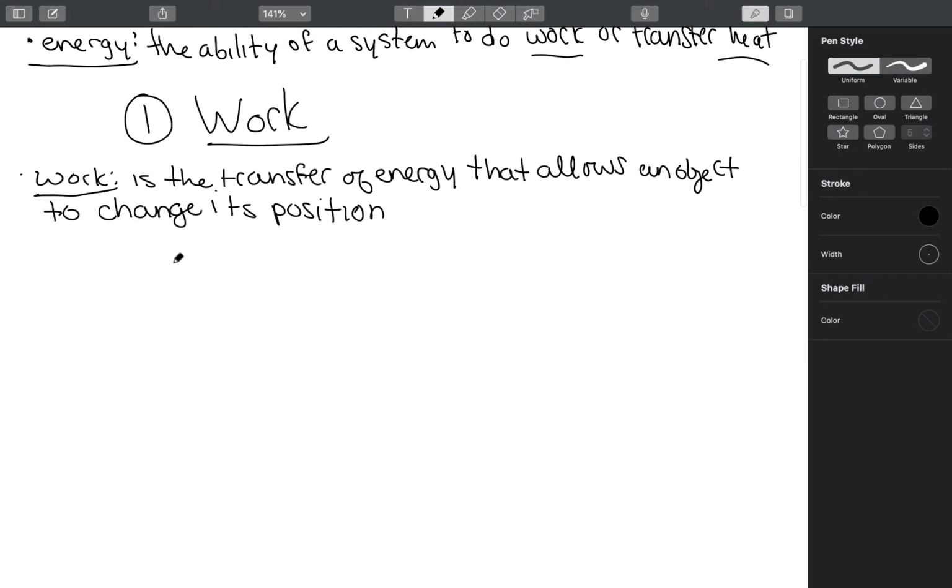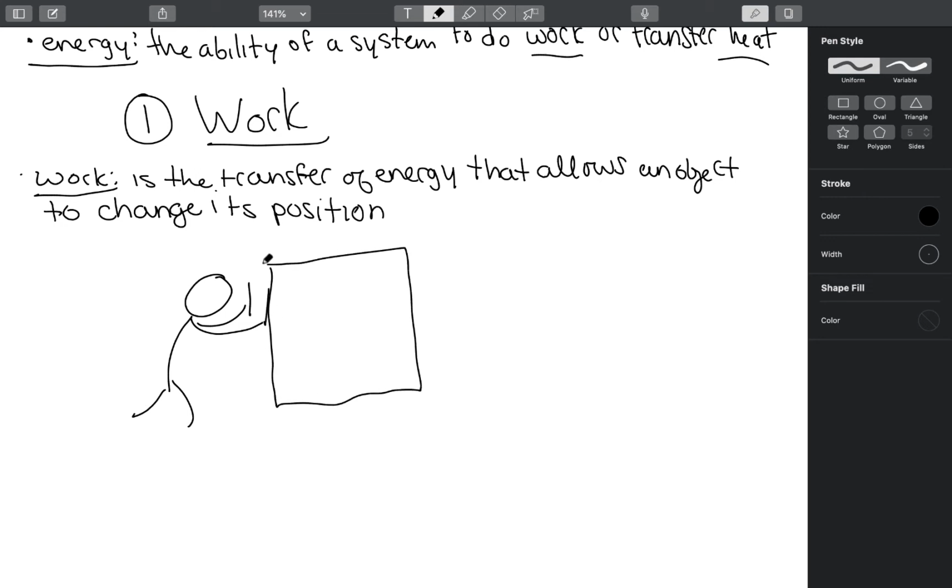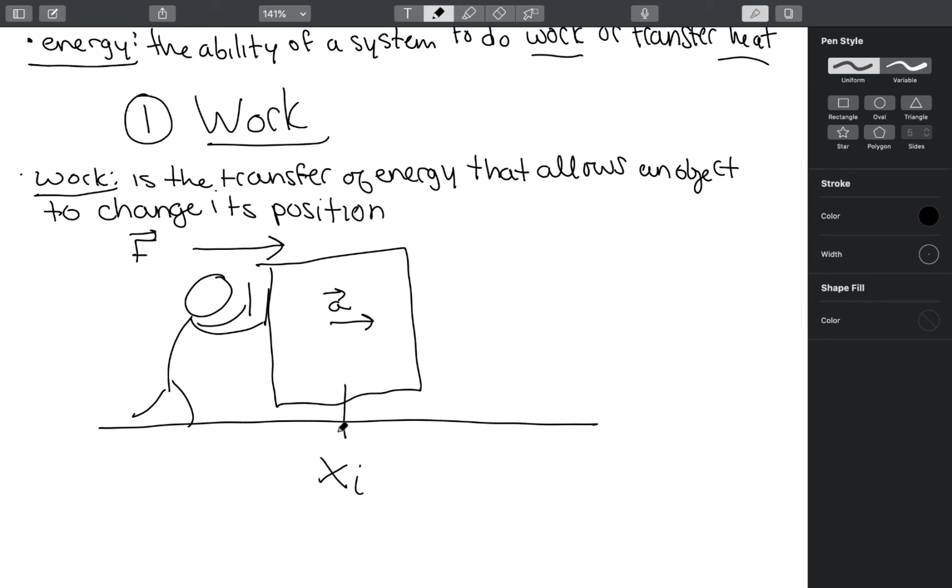So in order to understand this, let's draw a little diagram. Imagine that you are pushing a box along a wooden surface, and you're applying a force to this box in this direction. You're causing the object to accelerate, and the box will move in this direction. Let's say the box starts at an initial position called xi, and you move it all the way to position xf.